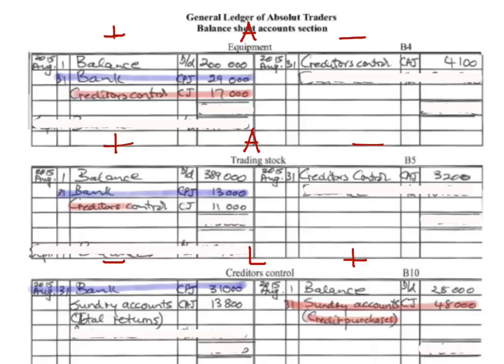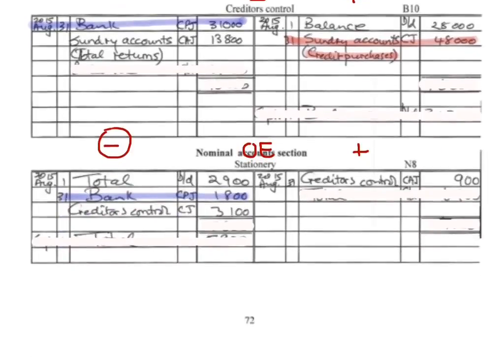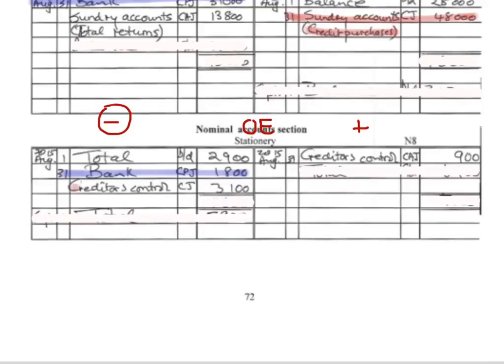So the first debit we found was in equipment. The second debit was found in trading stock. The third debit was then found in stationery. Now remember, only a part of the picture is seen. The rest of the accounts were not asked in this specific question.